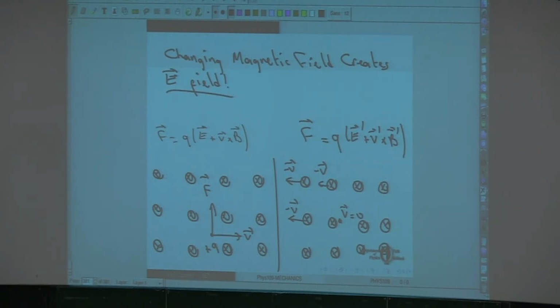Energy, you see, mechanical energy is potential energy plus the kinetic energy. Well, the kinetic energy depends on the reference frame. So mechanical energy is a reference frame dependent object.